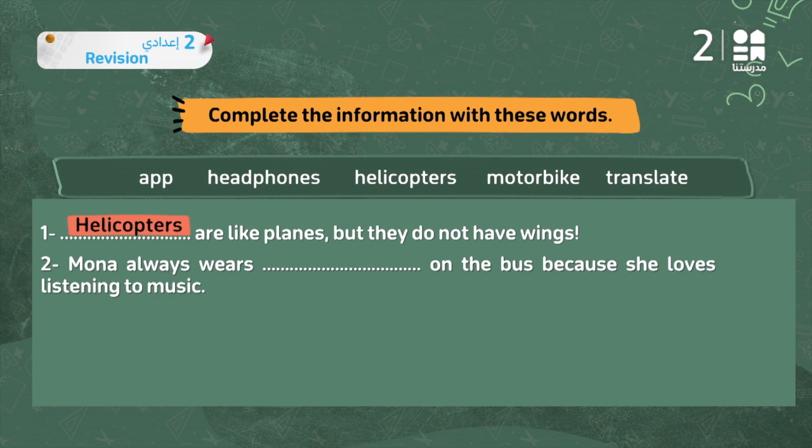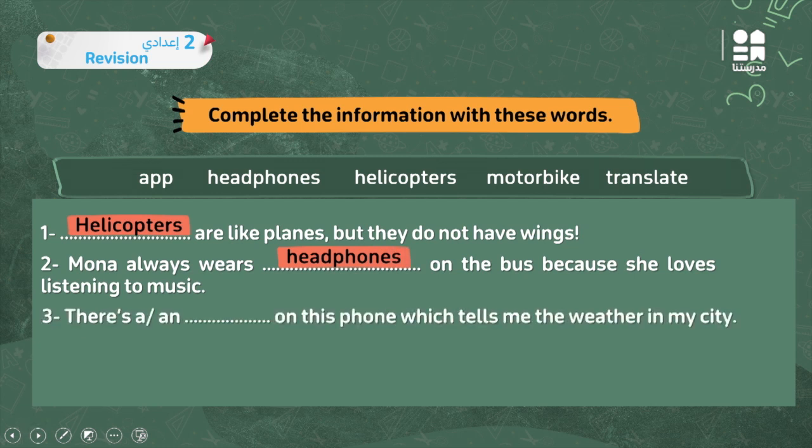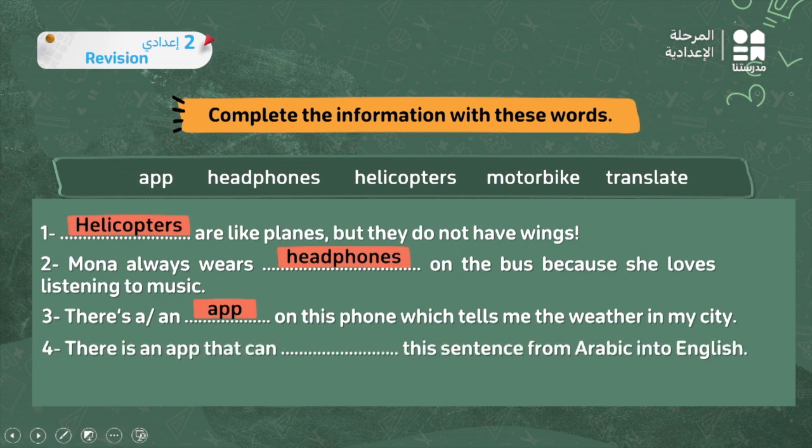I have here a clue. A clue زي علامة بتميز لي what word I should choose, which is music. Okay? So what's the thing I use to listen to music? Of course, the headphones. Number 3, there is a or an space on this phone, which tells me the weather in my city. So can you guess what's the suitable word here? Let me show it to you. It's app, application I mean. For number 4, there is an app or application that can space this sentence from Arabic into English. So what's the thing that, I need a verb here, excellent, to translate.